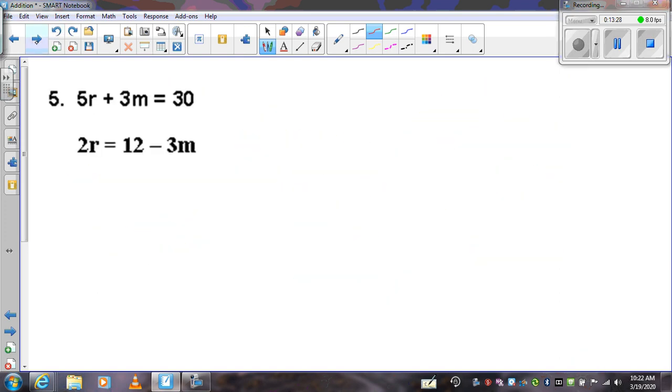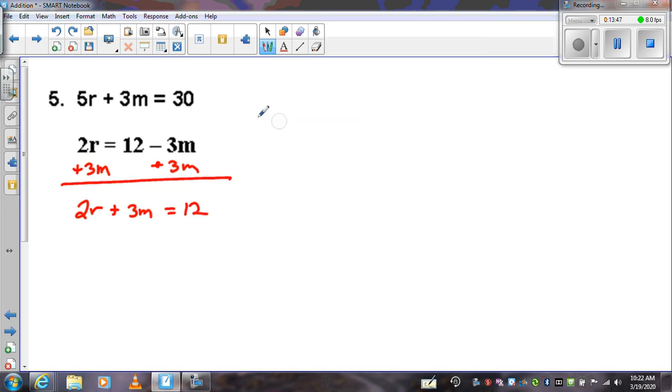Okay. What I think I might do is add the 3m, and you might have done something different. I have to tell you, there's lots of things you could have done here. So I'm going to do 2r plus 3m equals 12. Now I'm in the exact same order as the one above. So r's, m's, equal signs, constants. Looks good. I'm going to rewrite it so it's a little less confusing.